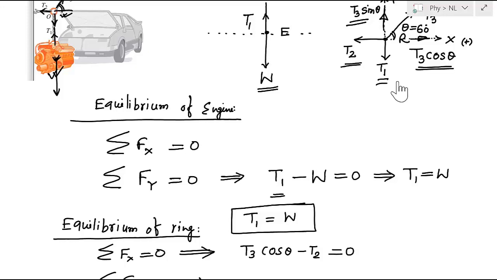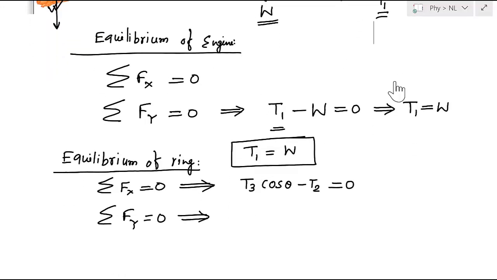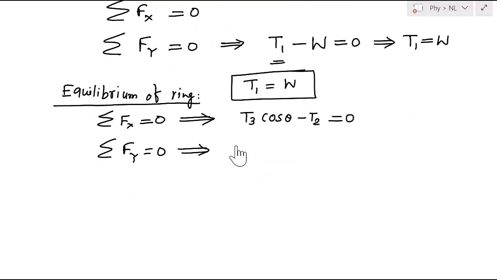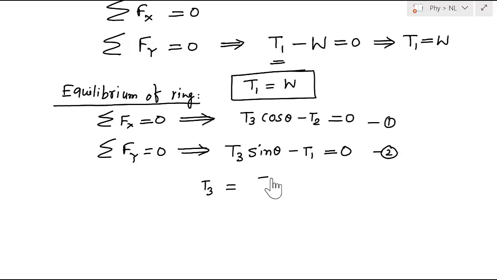So I can write T3 sine theta minus T1 is equal to 0. So now I know T1, so I can calculate T3. Let's call this equation 1, this equation 2. So from equation 2 I can write T3 is equal to T1 divided by sine theta.